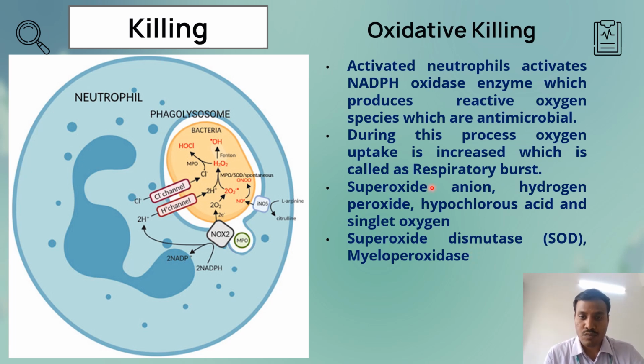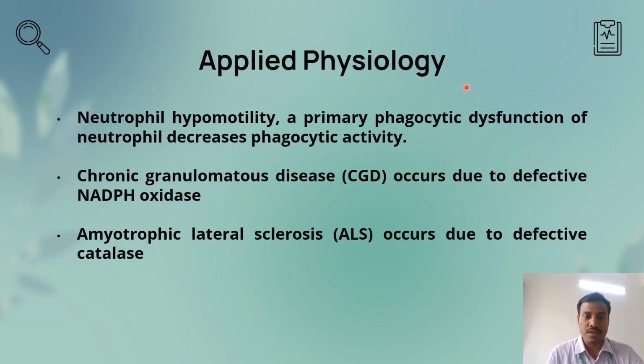All this is produced inside the phagocyte. All these are free radicals, they are oxidants. Ultimately they kill the bacteria. So this is what we call oxidative killing or oxidative burst or respiratory burst. So this is how phagocytosis happens. Now coming on to some of the applied aspects of phagocytosis.